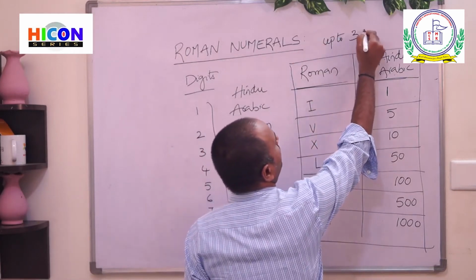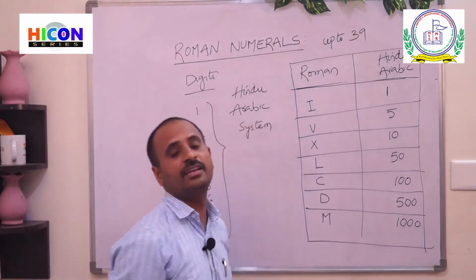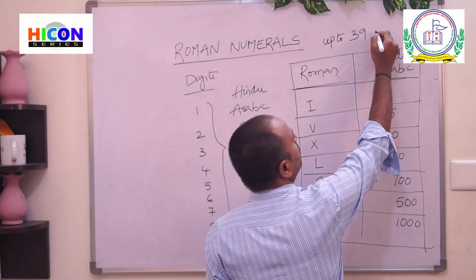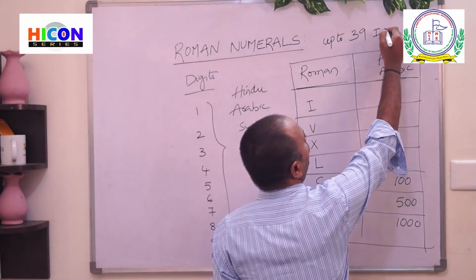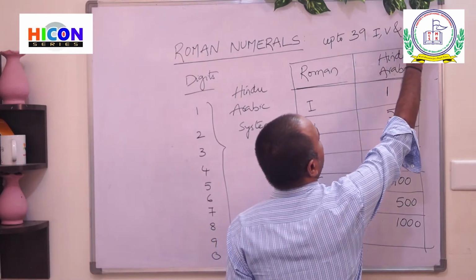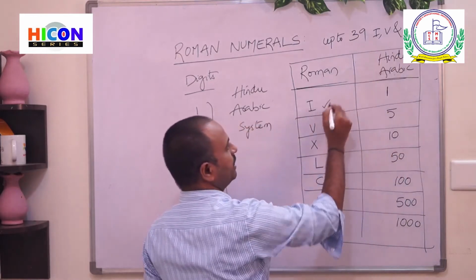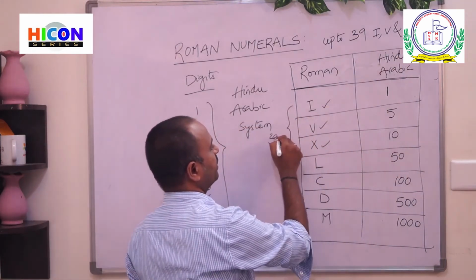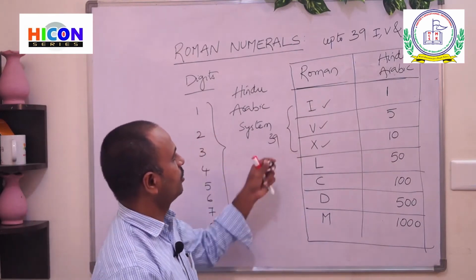They have written numbers up to 39 just by using the first 3 symbols, that is I, V and X. So by using 3 symbols, they have written up to 39. So this is about Roman numerals.